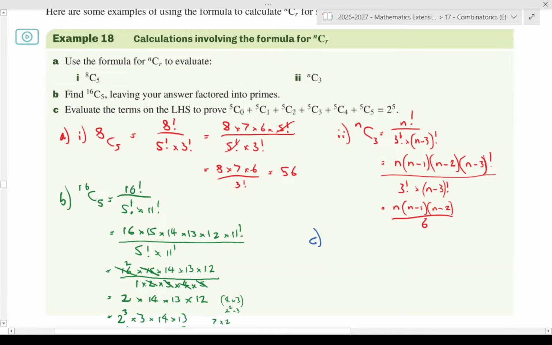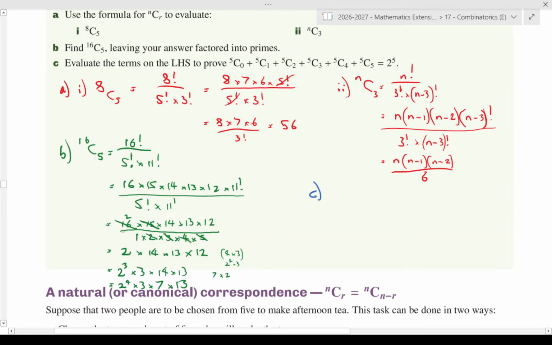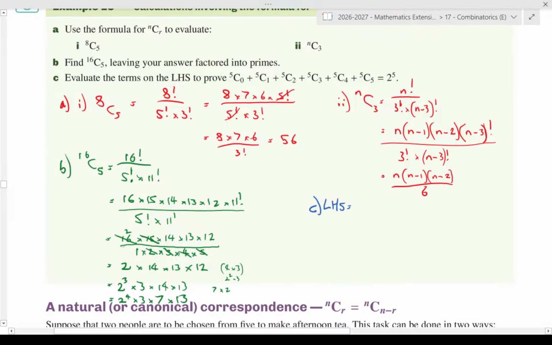All right. Question C. There's a bit of a beast, that bit. Anyway, evaluate the terms on the left-hand side to prove 5C0 plus 5C1 plus 5C2 plus 5C3 plus 5C4 plus 5C5. So what you have to do is rewrite this in fraction form. It looks as though it's going to be complicated, but it's not.